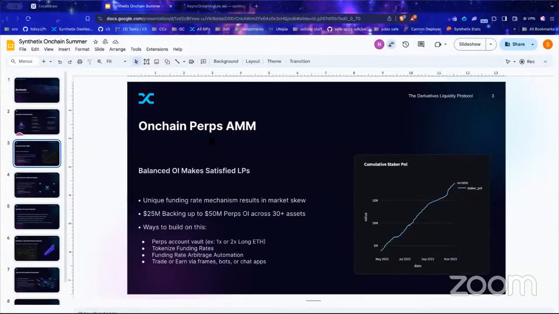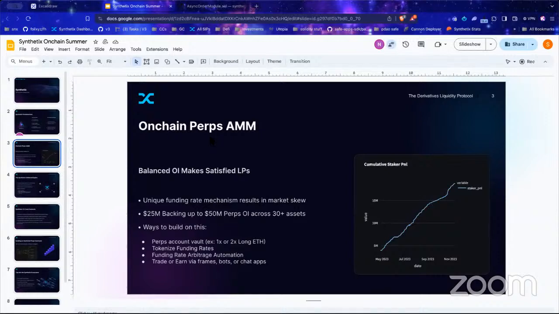I don't know how familiar everyone is with perps in general, but it's basically a futures market that's perpetual. You open and close trades, and you have a long and short skew. What makes our product unique is the funding rate mechanism. It incentivizes traders to close the gap in the skew that a market creates by paying out funding depending on which side of the market you're on.